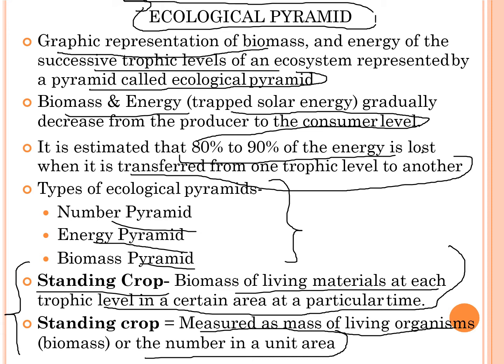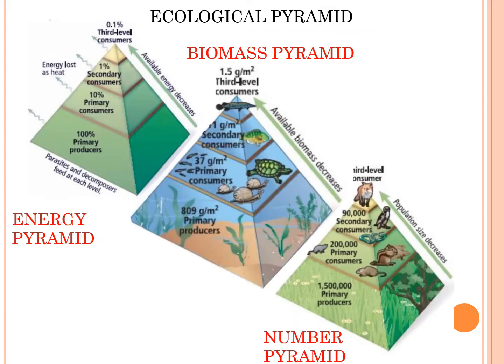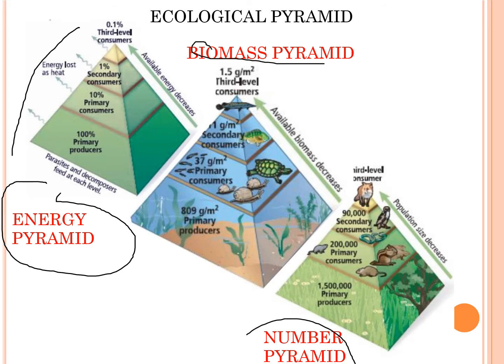Let's talk about the pyramids that we just went through. The three pyramids here are the energy pyramid, the biomass pyramid, and the number pyramid. The energy pyramid is this one, as you can see. It all starts from the primary producers, moves to the primary consumers, secondary consumers, tertiary consumers, and then the decomposers. As you can see, the energy is lost and only 10% of energy gets converted. The available energy decreases as the arrow points this way, and energy is lost within the transfer. This is the energy pyramid.